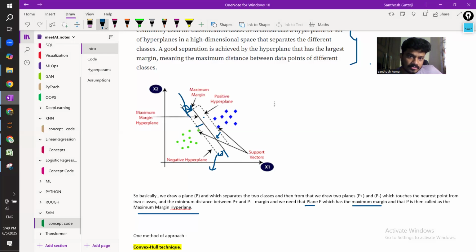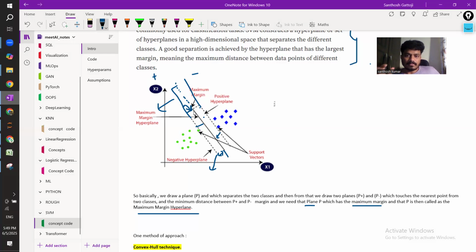This dotted one is my positive plane, and this is my negative plane. Any point on this side of the positive plane is obviously a perfect classification, because this side you have the points. But if it is between this line and the maximum margin line, it is a classification, but not a perfect classification. Still, we have some relaxation.